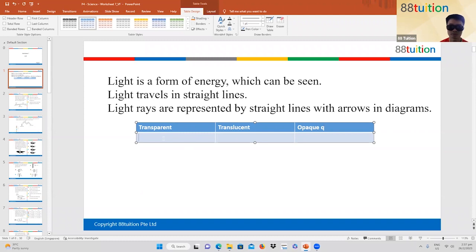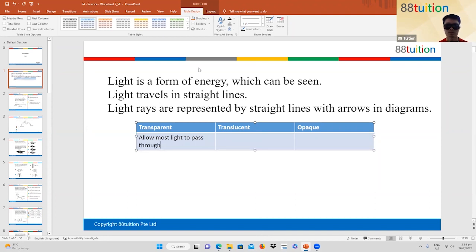Transparent objects. Have you all heard of the term transparent? Yes or no? Can you type in the chat so that I can know that you're answering my question? Have you heard of the term transparent? Yes, right? Don't know. Okay, so let me just tell you examples of them. Today we're here to learn that. Transparent objects allow most light to pass through.